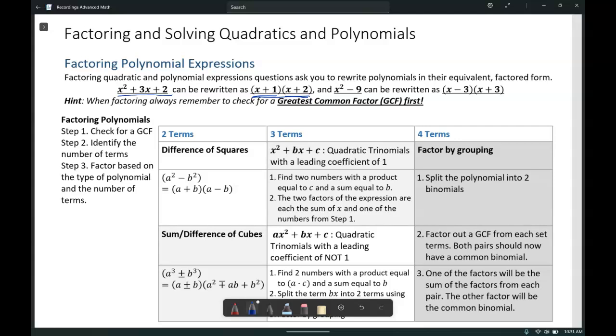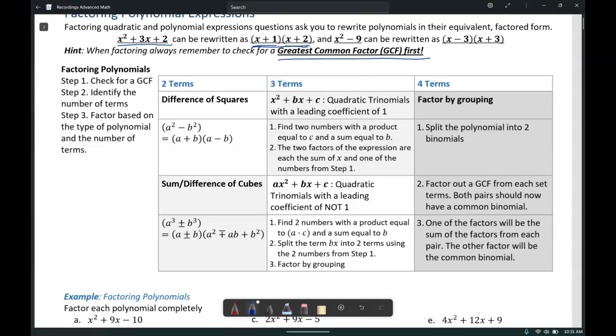Now, one of the big things that we want to keep in mind is we always want to check for a GCF first. If there's no GCF, or once we do find a GCF, then we can continue to factor using one of several methods. Here are some general guidelines for when we have 2, 3, or 4 terms and how we can factor. I'm going to go through each of these as part of the examples.